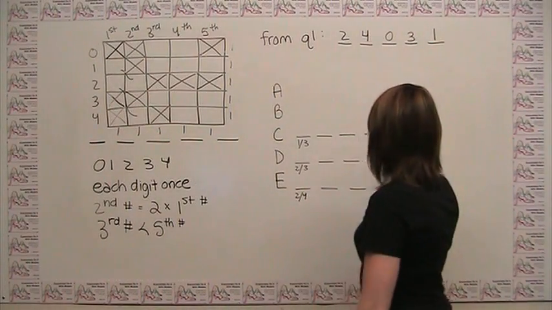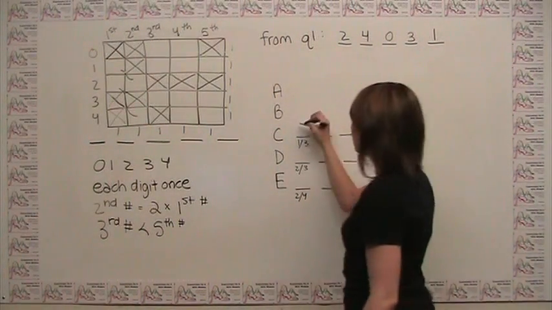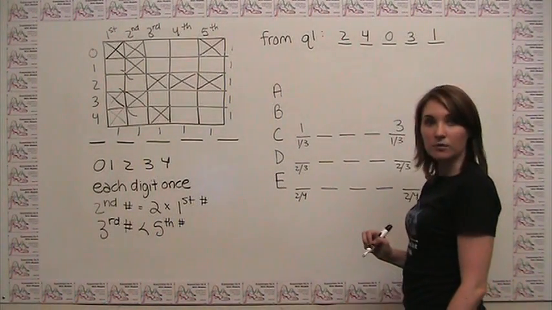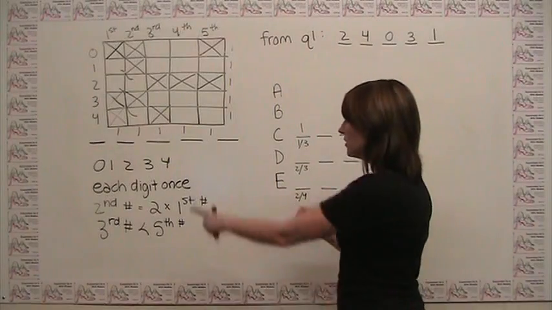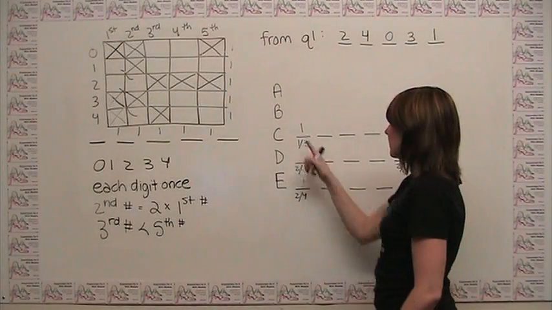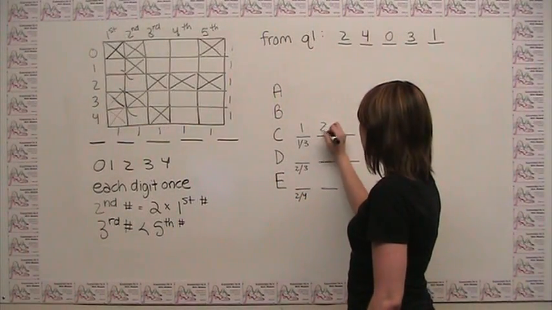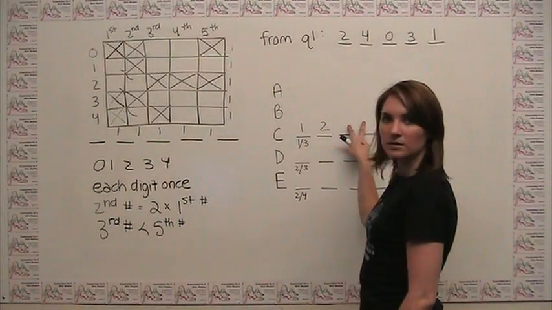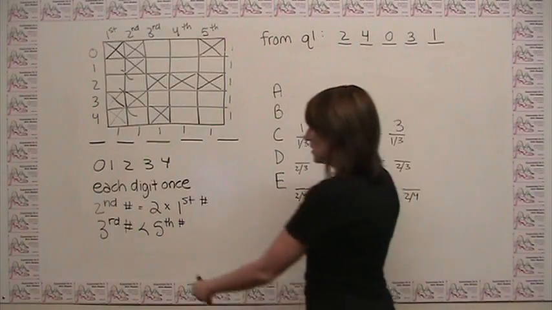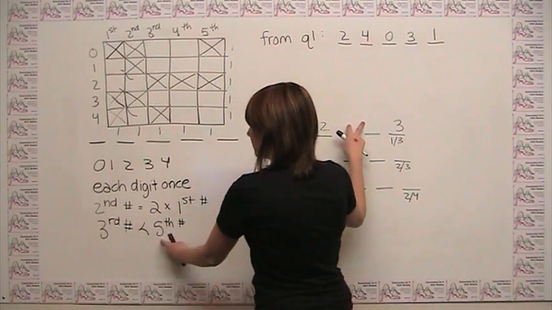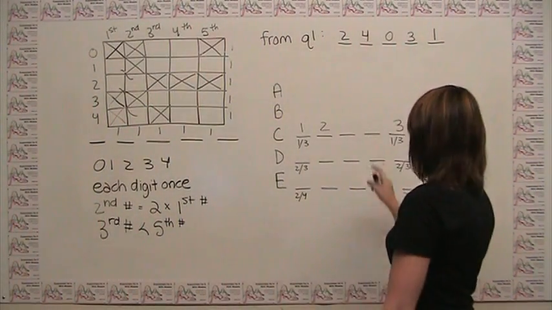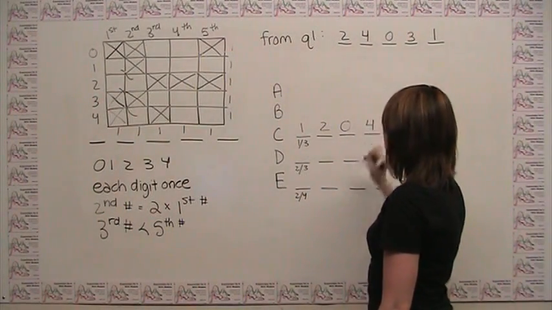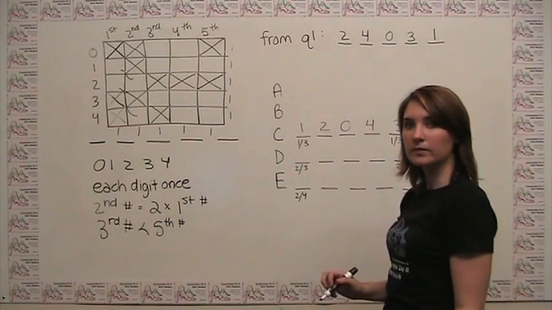So we know that if we're going to have these guys be on the ends, this is going to have to be the 1, and this is going to have to be the 3. Well, we know from our rules then that if the first digit is 1, the second one has to be 2. And we're left with the 0 and the 4 to place. We know that the third digit has to be less than the 5th digit, so we can't have this be the 4. So we have to have a situation that looks like this.